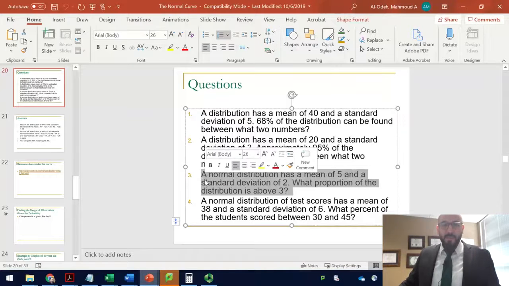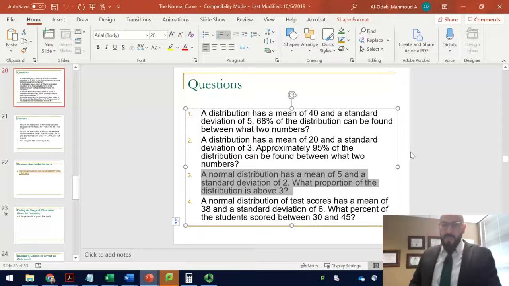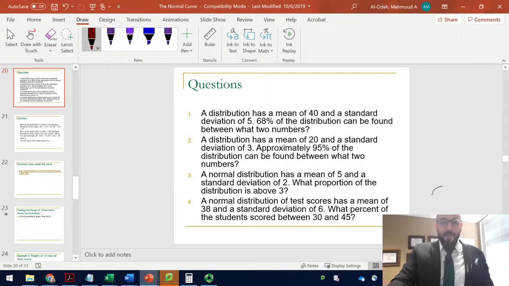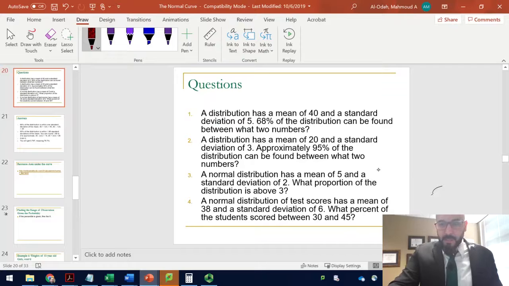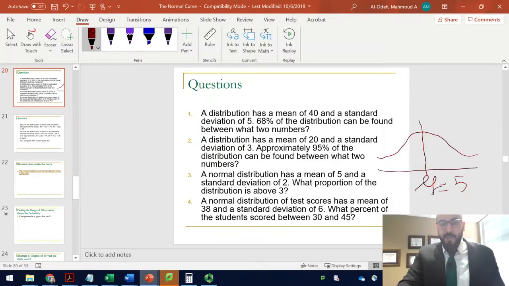In order to answer this question, follow the steps that I explained in my earlier video. What you need to do first is to draw your normal distribution, a rough drawing. You don't have to have an accurate drawing. So here's the normal curve, and as you know, the middle line here would be the mean. And the mean here is equal to 5. Now what we're trying to find is the percentage of the data above 3. So 3 is going to be here, before 5. So this is about 3.